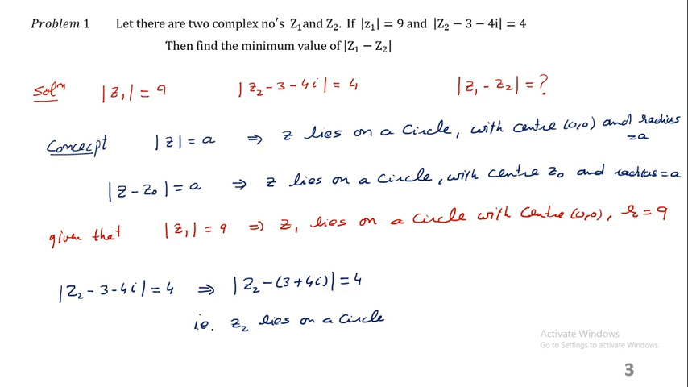With center Z0, which is 3 plus 4i. The x coordinate of Z0 is 3, the y coordinate is 4, you can say. And its radius is equal to 4. Okay, I got these two results. Now I will plot Z1 and Z2. Let's draw the figure first.